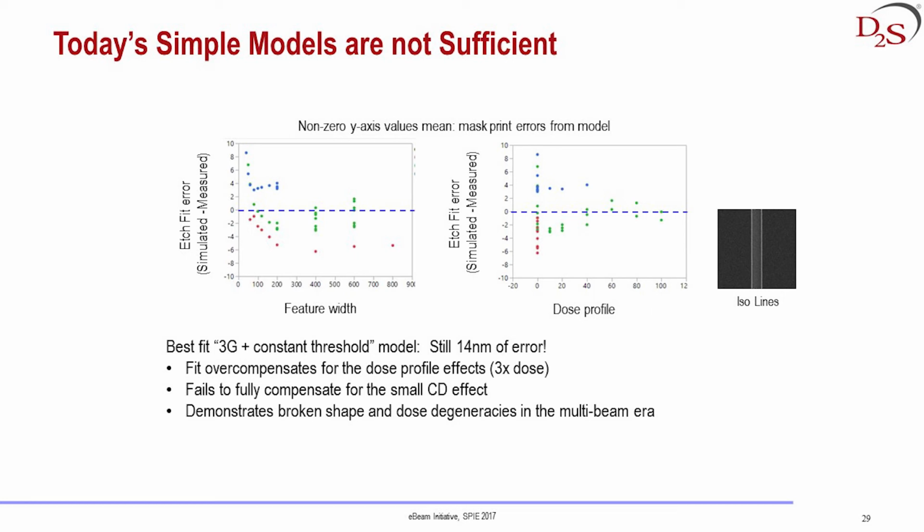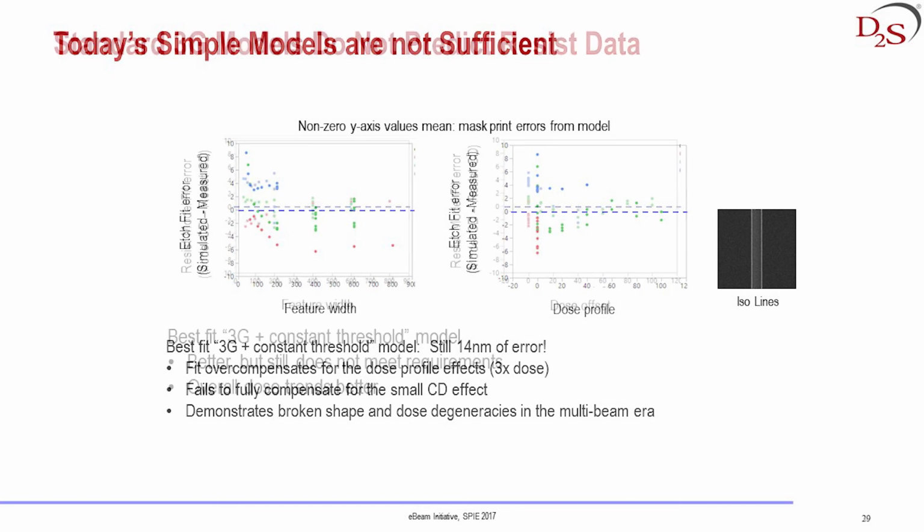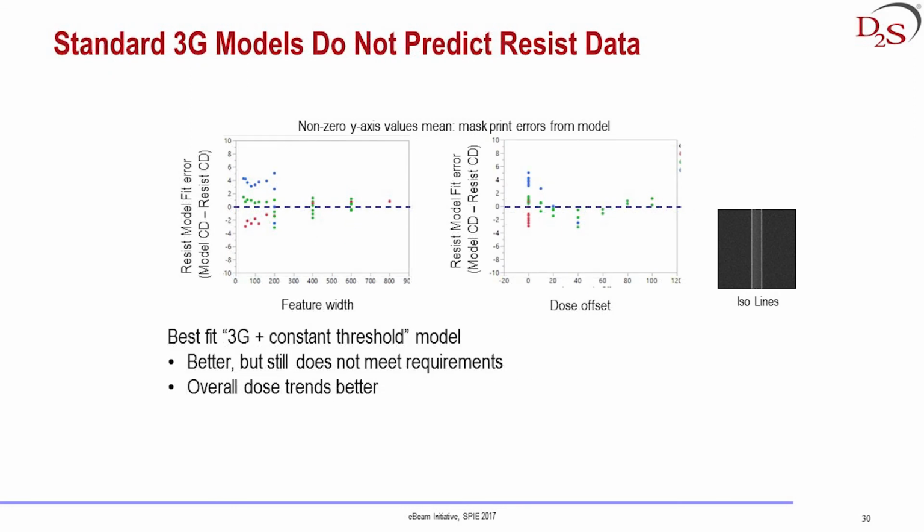that I need to correct for. It's not as bad as not doing correction at all. It's not as good as what you could get. In particular, this 3 Gaussian model overcompensates the effect of the dose profile effects, and it doesn't compensate enough for the feature width effects. All right, so maybe it's the etch problem, right? I said we shouldn't be using dose to correct for etch.